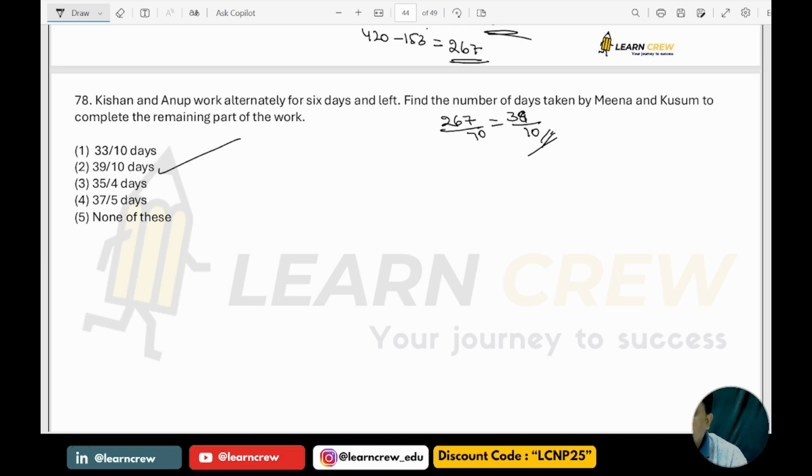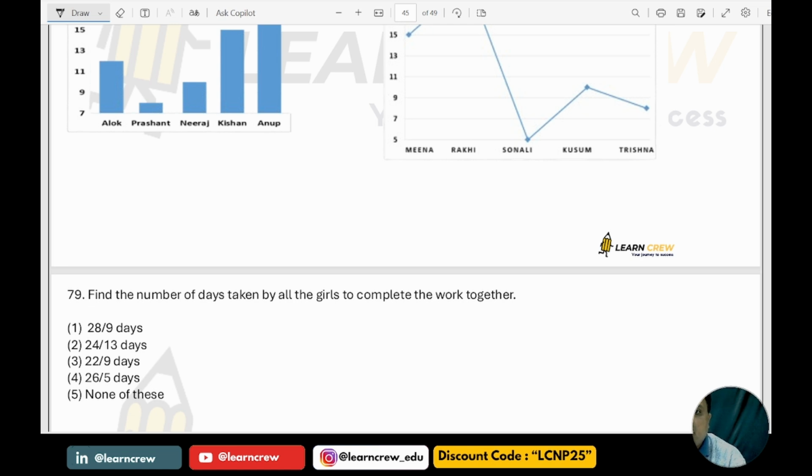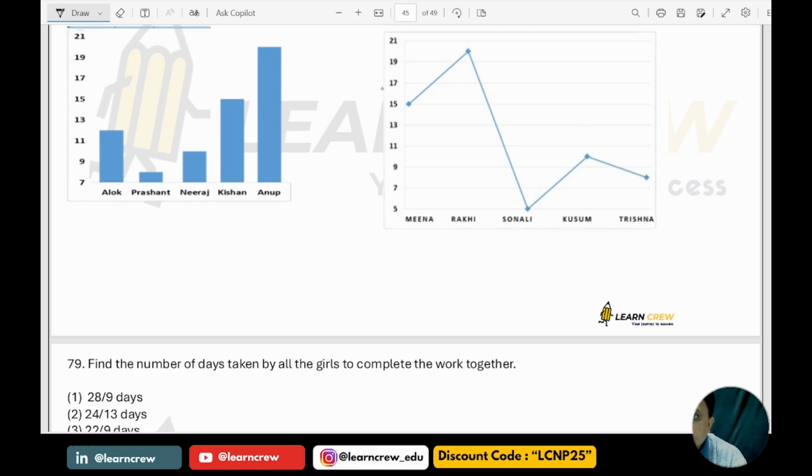Yes. Now question number 79. Find the number of days taken by all girls to complete the work together. So 15, 20, 5, 10 and 8. The LCM is 120. Total work is 120 units. So this person can do 8, this person can do 6, this person can do 24, this person can do 12, this person can do 15. So 8 plus 6, 14 plus 24, 38 plus 12, 50 plus 15, 65.